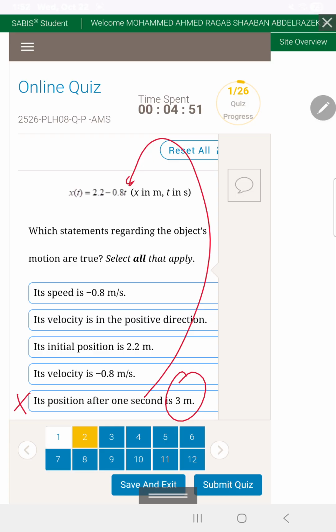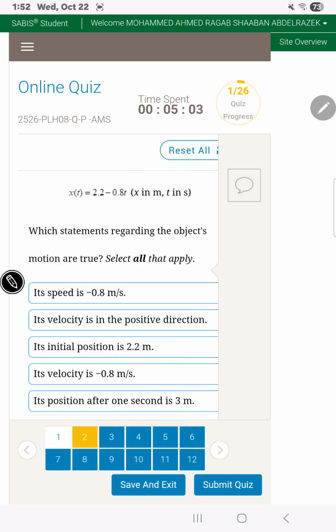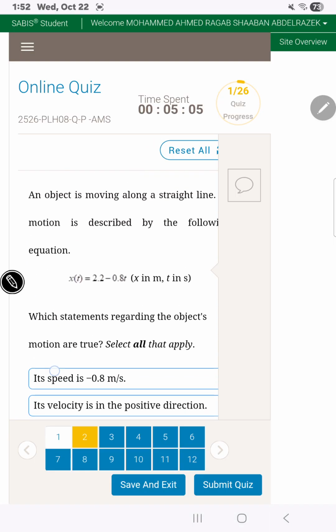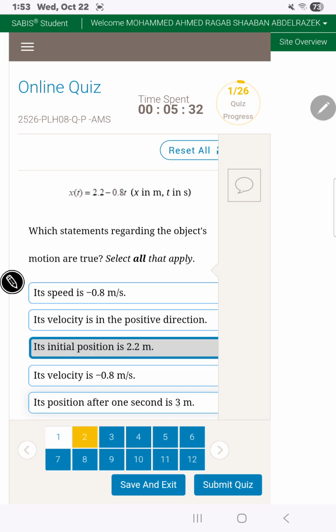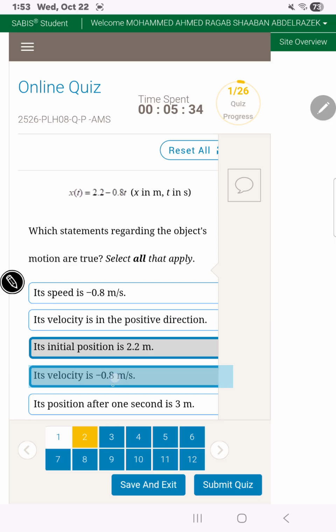So the correct options are here, velocity is negative 8, and let's see whether we have another one. So this is the only correct option. Velocity is negative 8. So this one and this one.